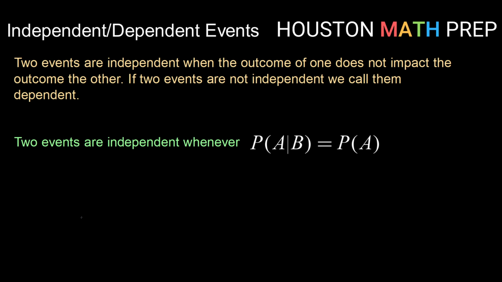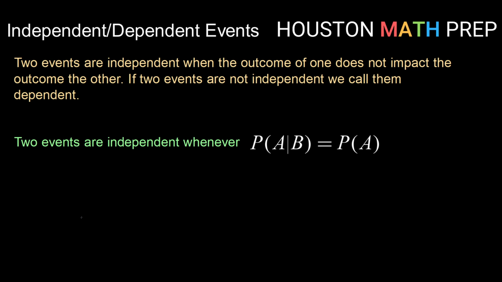So two events are independent when the outcome of one does not impact the outcome of the other. So independent here meaning one not affecting the other. If two events are not independent, that is, if one outcome affects the other, then we call them dependent. So independent and dependent here would be opposites.